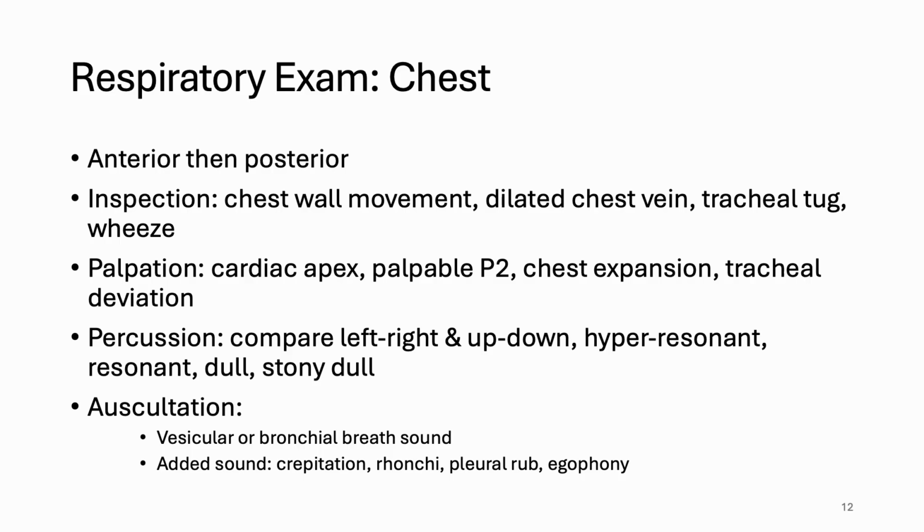You should palpate for the cardiac apex, which would be shifted if the patient has a mediastinal shift, and a palpable P2, which hints at pulmonary hypertension. You should check for chest expansion to confirm your observations of asymmetrical chest wall movement, and you should locate the trachea to feel for tracheal deviation.